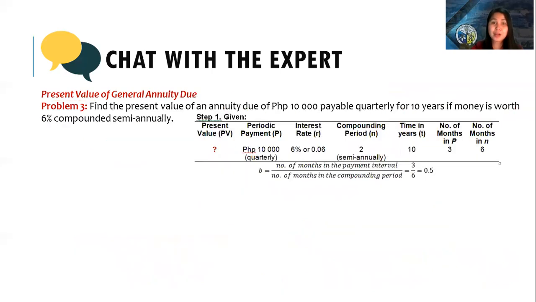Let's have problem number 3. We're looking for the present value of an annuity due of 10,000. It said it's annuity due, right? Of 10,000 payable quarterly. So quarterly, how many months? 3. For 10 years, that's the time. If money is worth 6%, that's the rate, compounded semi-annually.